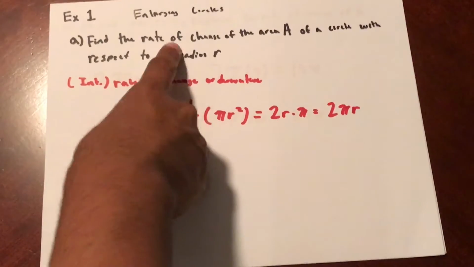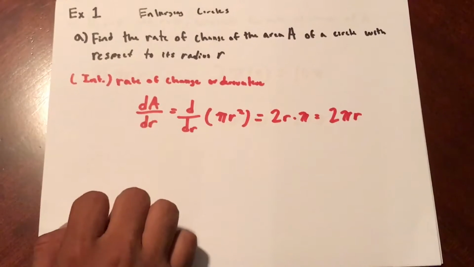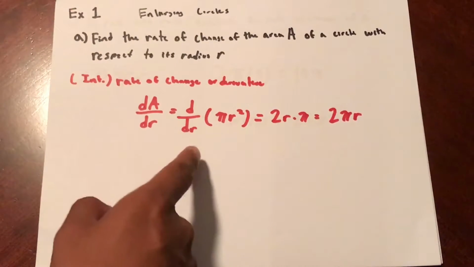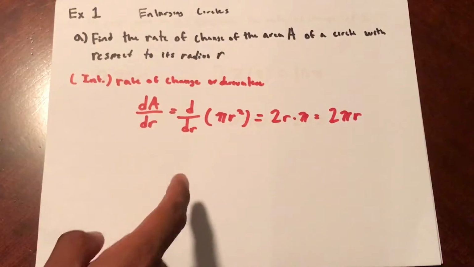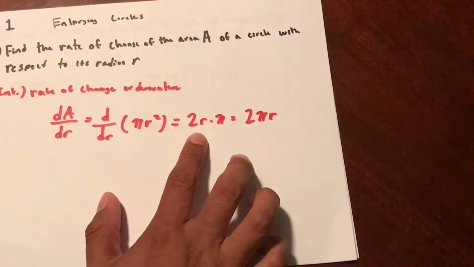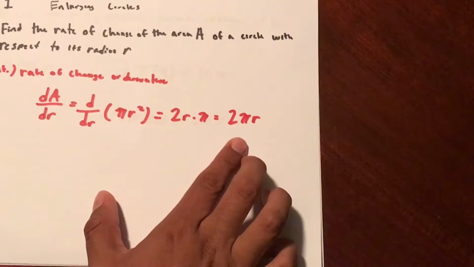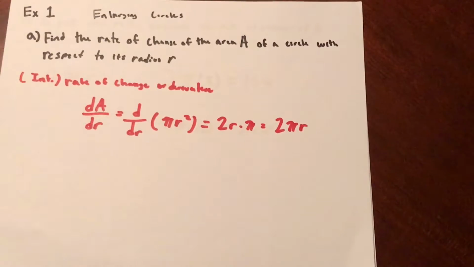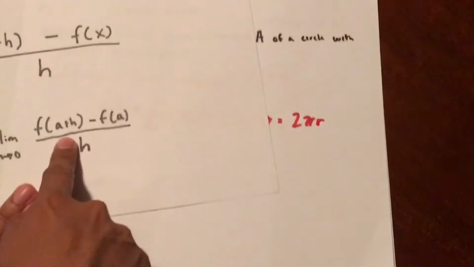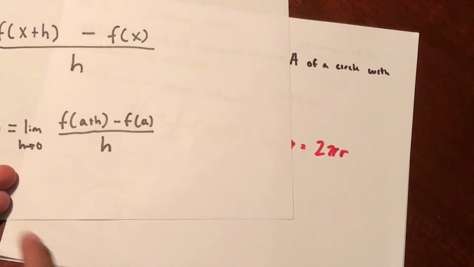So again, the rate of change, which is equal to the instantaneous rate of change or derivative, we're going to take dA over dr is equal to d/dr of pi r squared. When we get that, we use the power rule to bring down 2r multiplied by pi, so your answer is going to be 2 pi r. It seems a whole lot simpler when you're just finding the derivative rather than being intimidated by this formula right here.